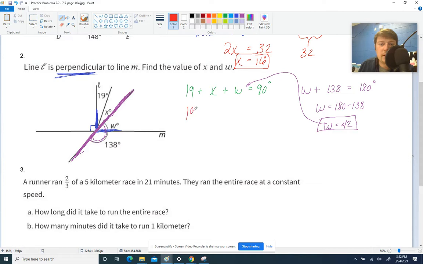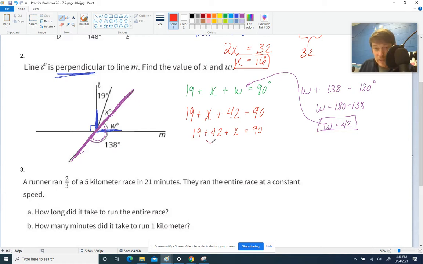So we know that 19 plus x plus, we know W is now 42, and 90 is the total. And all of these are degrees, so I'm not even going to put the symbol there. 19 and 42 are like terms. If you add them together, let's do a little rearranging. I've got the space. Why not? I'm going to rearrange with the commutative property. Everything is positive, so peachy. 52 plus 9 would be 61.